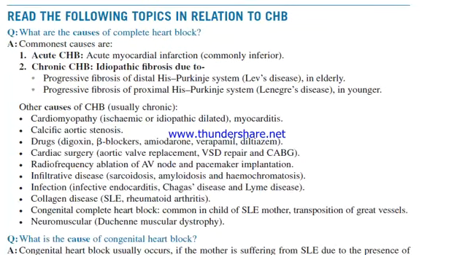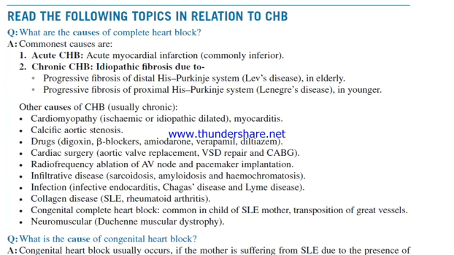Now, what are the causes of complete heart block? The causes are: acute complete heart block, acute myocardial infarction, commonly inferior; chronic complete heart block, idiopathic fibrosis due to progressive fibrosis of distal His-Purkinje system, Lev's disease in elderly; progressive fibrosis of proximal His-Purkinje system, Lenègre's disease in younger.